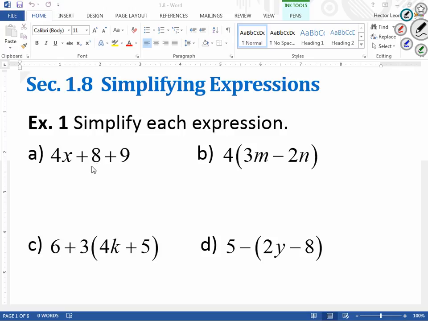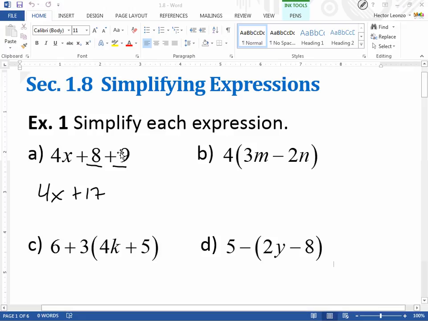So one thing that we're going to be able to do is only combine those that don't have a letter. In this case, the 4x has nothing to do with the other two numbers. So I'm going to finish this with 4x plus 17, right? 8 plus 9 is 17. I cannot combine those because both don't have a letter. So I'm just going to leave it at that.